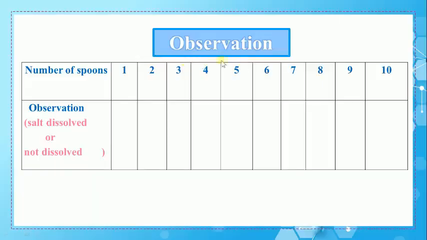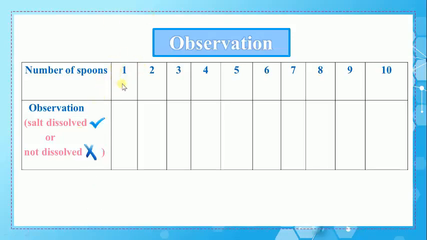Now let's record our observation in this table. This table is made up of 2 rows. In the first row, we have the number of spoons of salt added to water. In the second row, we have to record our observation. We have to mention if the spoon of salt is dissolved in water or not dissolved in water. If the salt is dissolved, we are going to add this true mark. If it is not dissolved, we are going to add this cross mark.